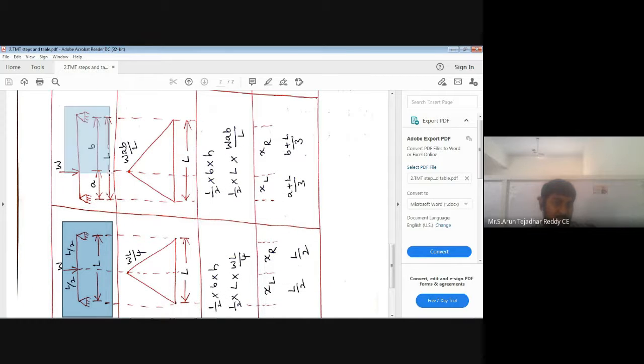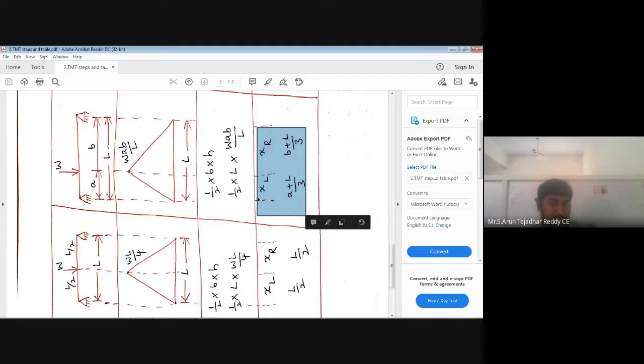So in the second diagram, the load is acting nearer to the point A. It means it is not acting in the middle of the span. This type of structure we can name as an unsymmetrical structure. So here we have centroids XL and XR, where XL is A plus L by 3, and XR is B plus L by 3.